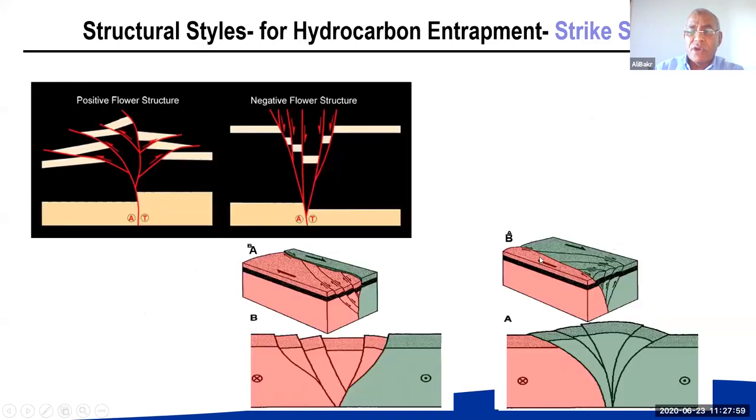And actually on the cross section, you can see it producing what we call a positive flower structure or a negative flower structure on the section, where one of the units moved toward you and the other one moved away from you in the other direction. And it produced a very complicated kind of structural trap. Now the question, why are you getting all of this complication?